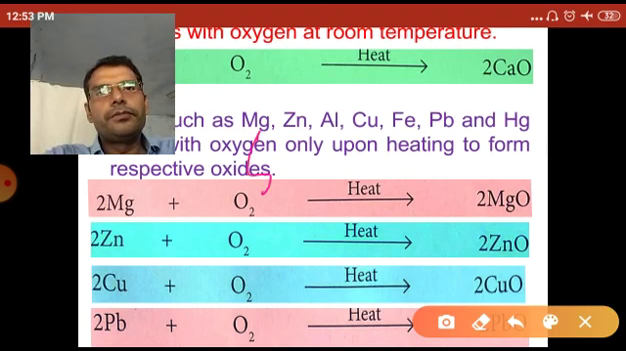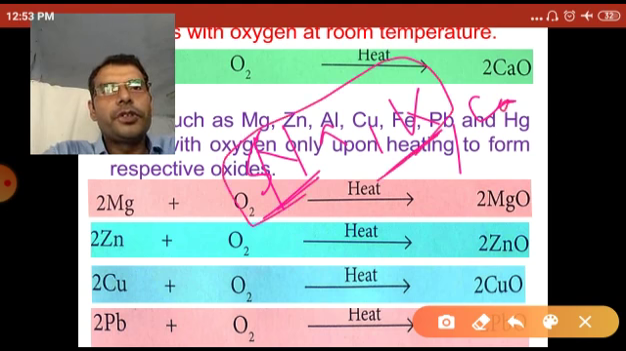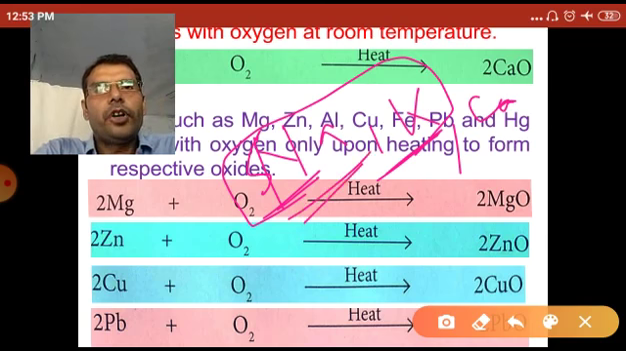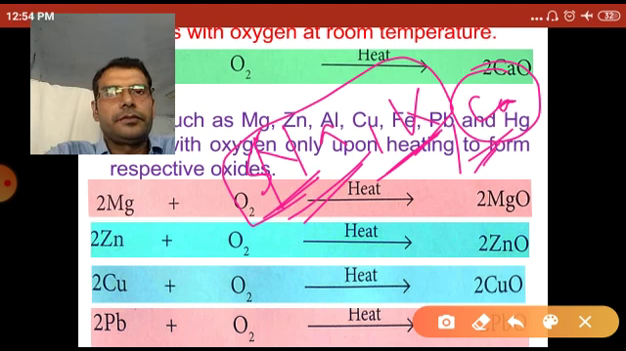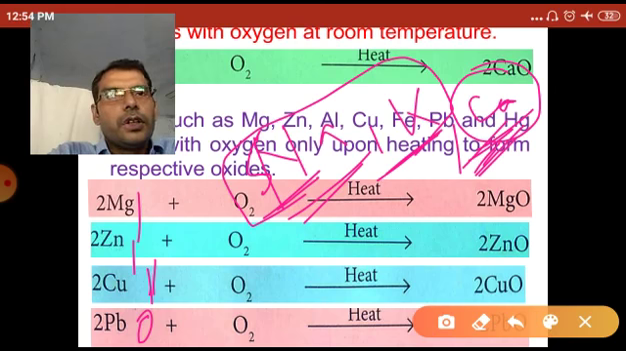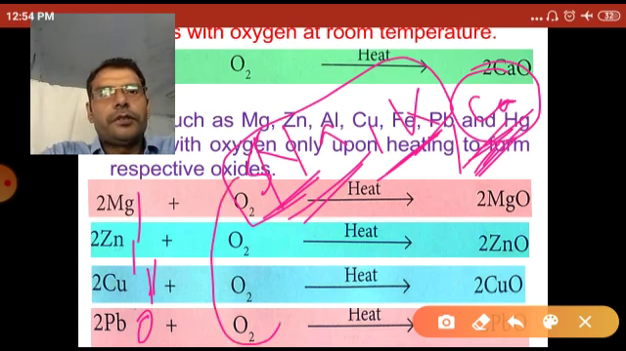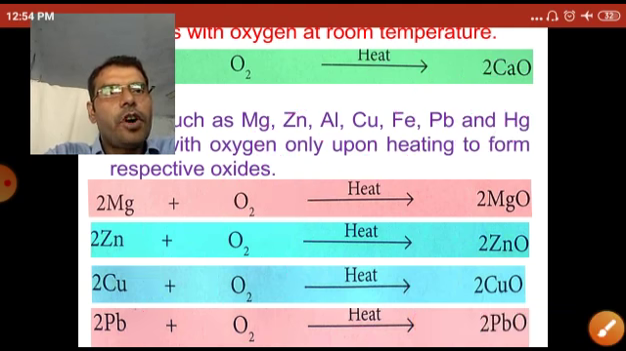But sodium, potassium and calcium: sodium and potassium do not require heat for the formation of their respective oxides. Calcium reacts with oxygen at room temperature and does not require heat beyond room temperature. But magnesium, zinc, copper and lead react with oxygen only after heating, and they form their respective oxides.